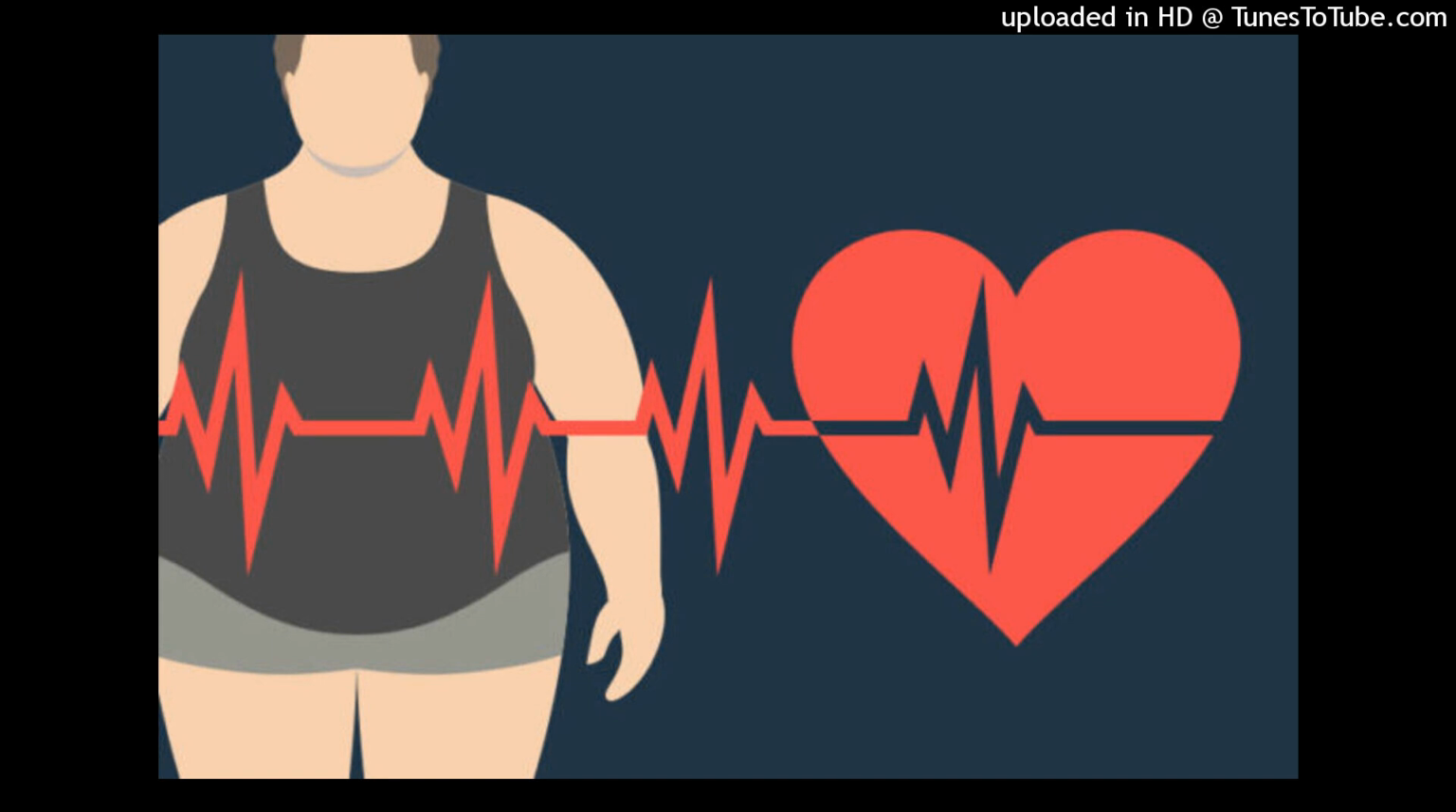Ghrelin, a gut hormone, regulates appetite by inhibiting leptin. It acts in the hypothalamus and the brain's pleasure centers to stimulate hunger. In a non-obese person, ghrelin levels are higher when a person is hungry and decrease in response to eating.